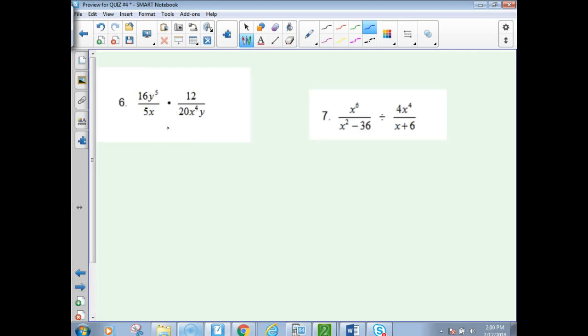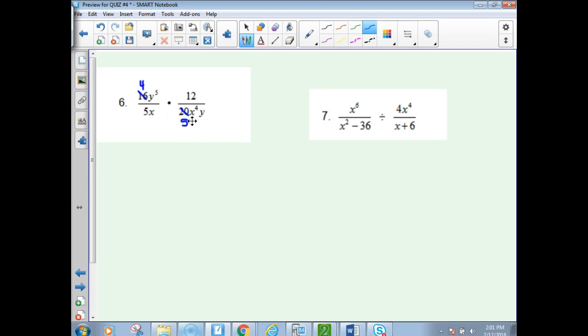Number 6. What's the LCD? Well, you need 5x. Since 5 is a factor of 20, and x is a factor of x to the 4th, then, oh, this doesn't say to add. This says to multiply. So do you need an LCD? No. You start to look at what can cancel across from one another. 16 and 20 have a common factor of 4. So I'll divide 16 by 4 and 20 by 4. And looks like that's about it.